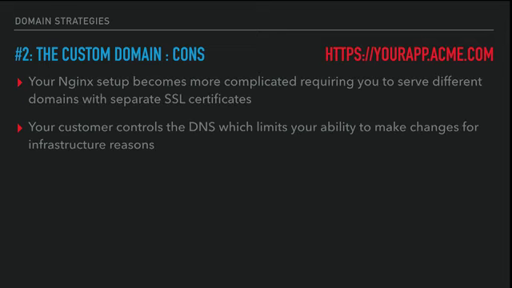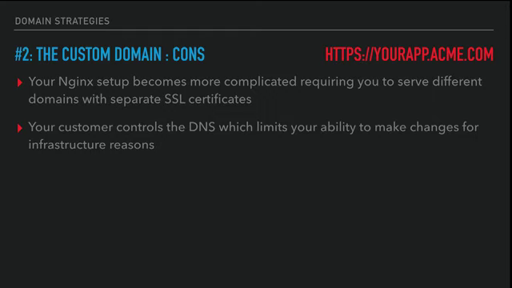The first would be that your Nginx setup becomes way more complicated. You have to start serving multiple domains, multiple SSL certificates. You can use, for instance, Caddy to reverse proxy this and send it through, but it still adds a lot of complexity to your application. And the second is your customer controls that DNS, which limits your ability to make changes, IP address changes, or taking servers out of rotation, things like that. So you would have to have access to that or have some agreement with them where you give them 2 weeks notice and they change those IP addresses or something.